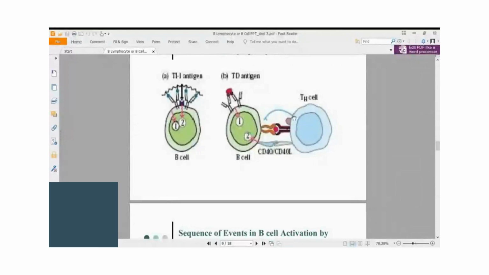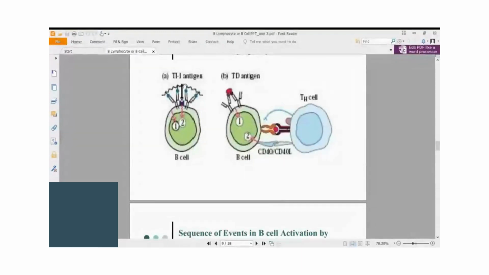But there is also the possibility that a B lymphocyte activated by a foreign antigen can undergo T independent stimulation, proliferation, activation. So T independent antigens are classified into two types: TI1, that is T independent antigen 1, and T independent antigen 2. So what are these two different antigens?